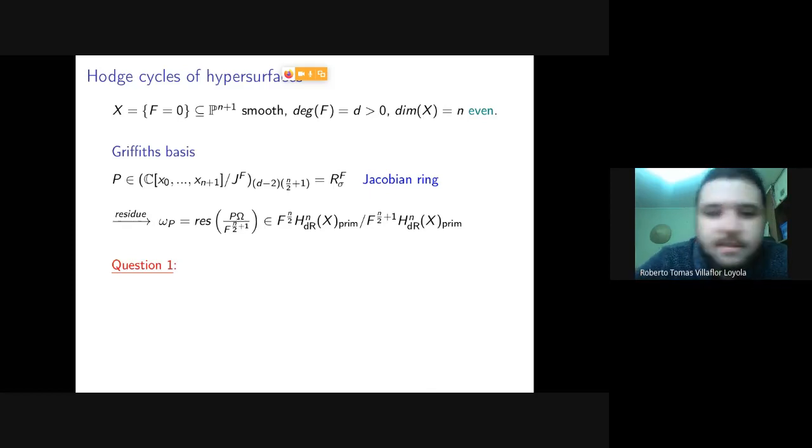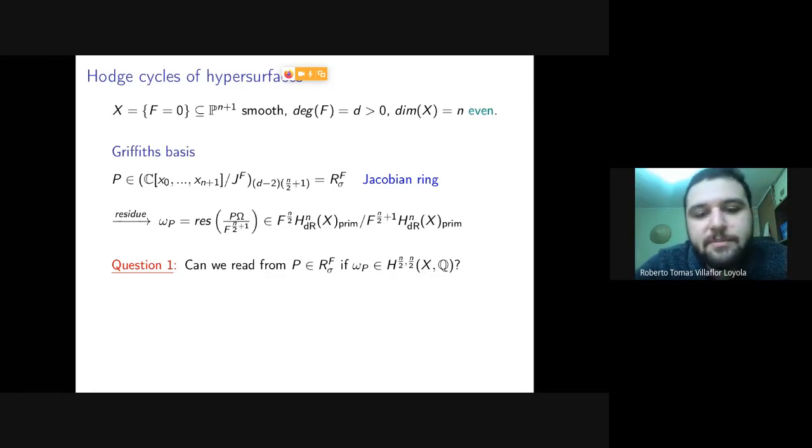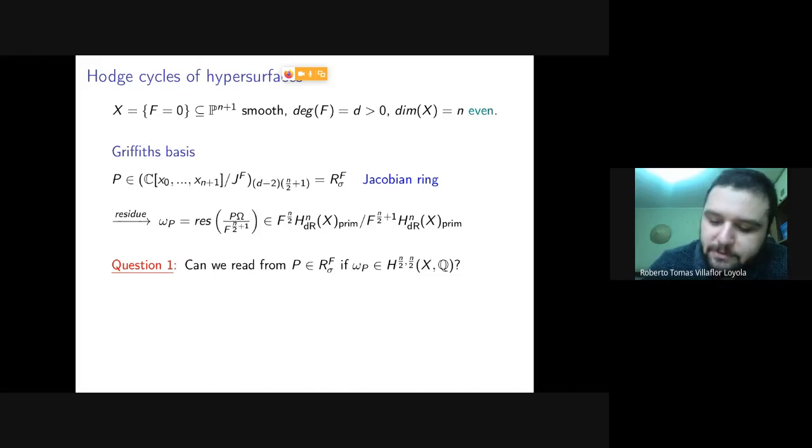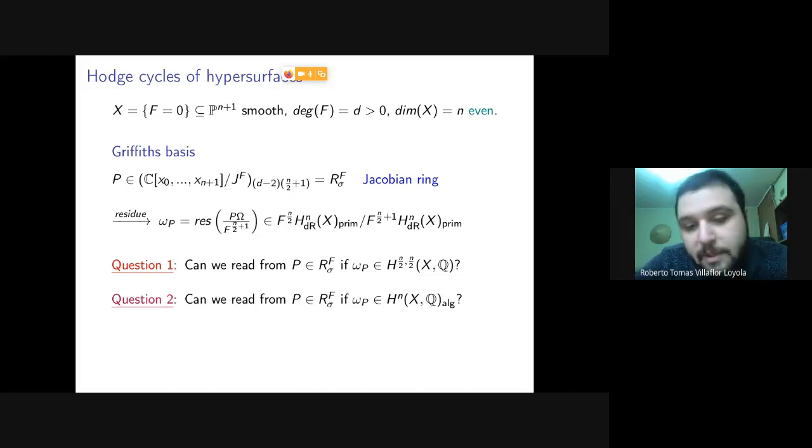And our first question is: can we read from P, from looking at the coefficients of P, maybe some nice candidate in the Jacobian ring, a nice representative? Can we know if this form is a Hodge class? The point is, we know that it is in the middle Hodge filtration, but it might have some extra parts, not just the middle part. And the hardest part is to know if it's rational. So how can we know if it's rational or not just looking at P? This is our first question, and maybe better, we would like to know if it's an algebraic class, right?